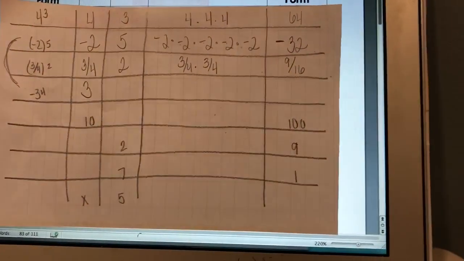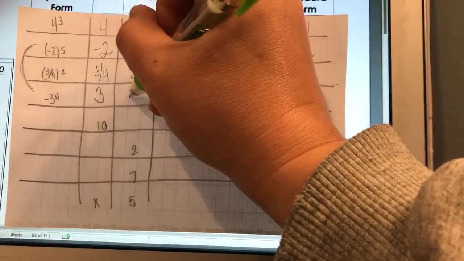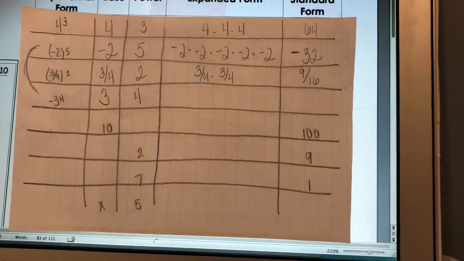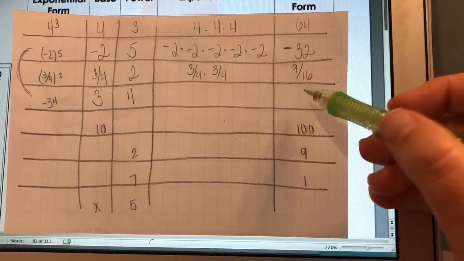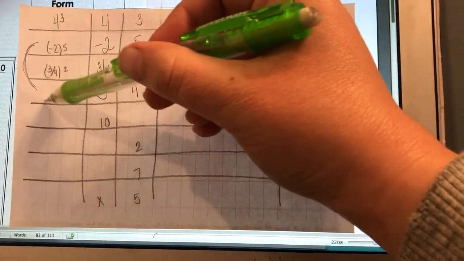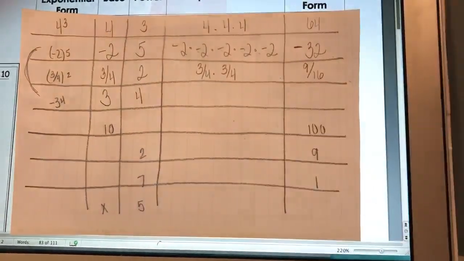So my base is actually just 3. I'm going to write it like that. And the power here is going to be 4. And that negative, I'm going to kind of just put it off to the side and I'm going to remember it later because my answer is always going to be negative when I have something written like this.